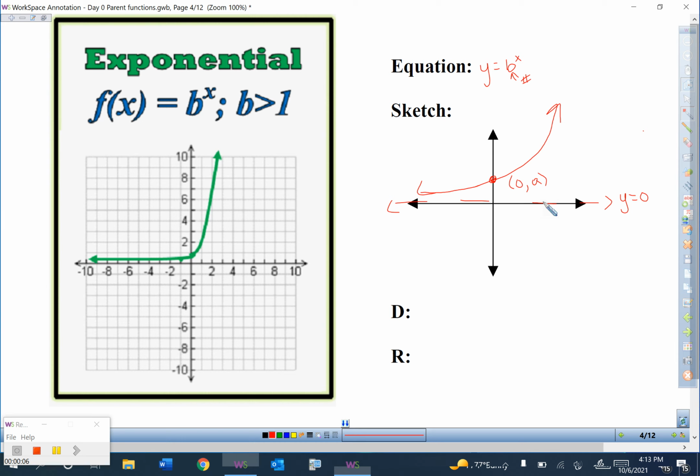And based on this, our domain is all real numbers, left to right. We hit everything. But from the bottom, we don't actually touch that 0. We want to put a parenthesis. Then we go up from there.